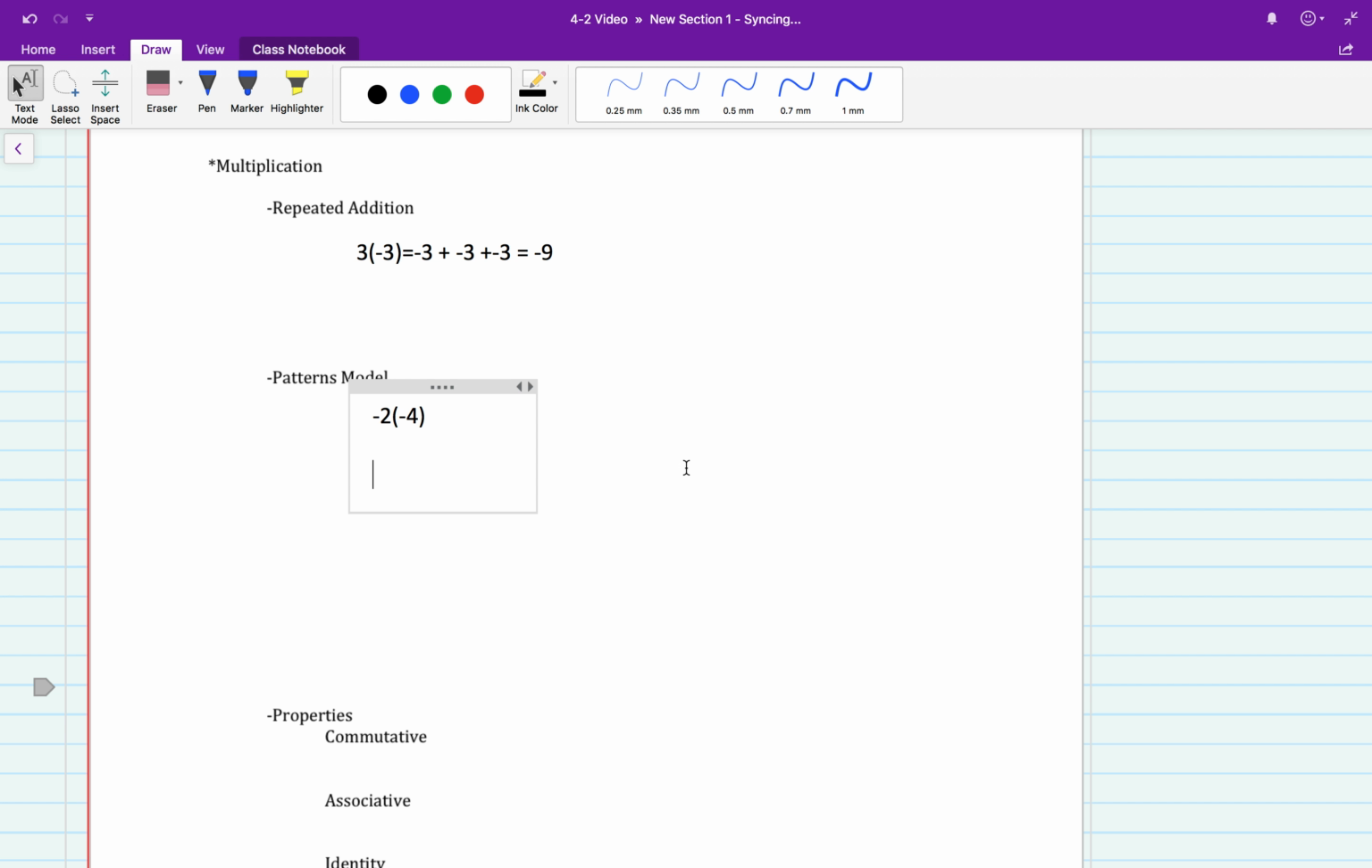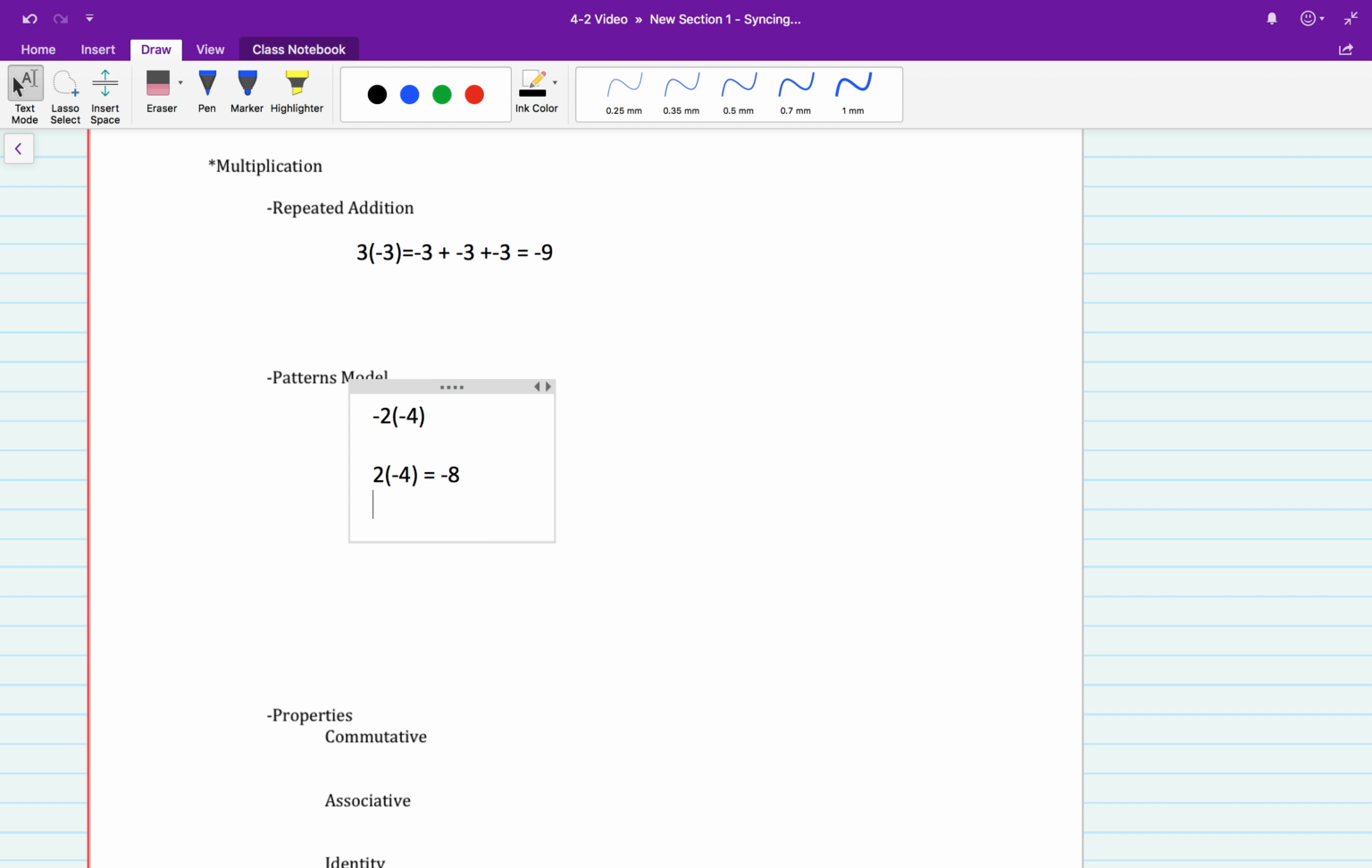If you only had one negative, then you would change that one to be a positive number. So change one of them to be positive is the first step. So I'm just going to change the 2 to be a positive. So for the patterns model to work, the student has to be comfortable with that answer. So they have to be able to tell you that answer is -8.